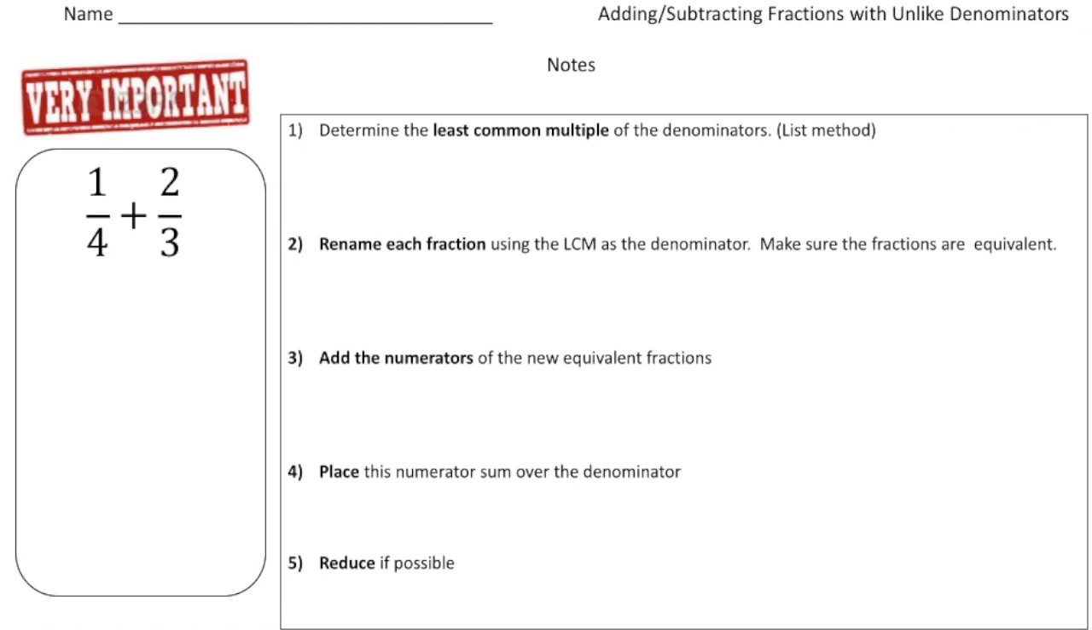This is a video about how to add and subtract fractions with unlike denominators. So for the first two pages, you're going to take some notes with me. We're going to do some problems together. And then you have a chance to try some problems on your own. And then at the end, you can see how you did.